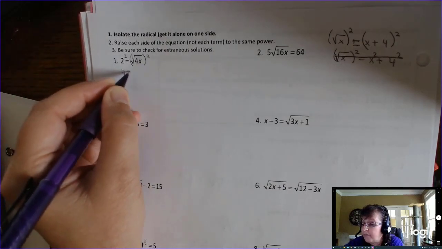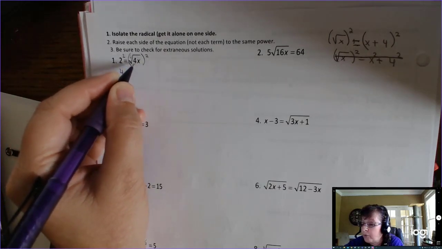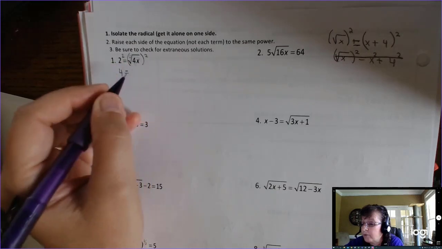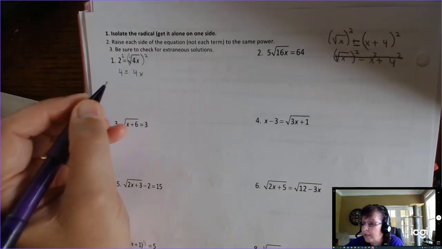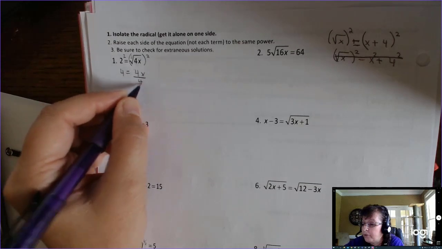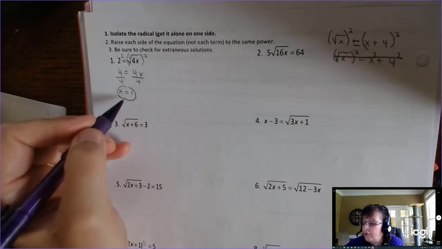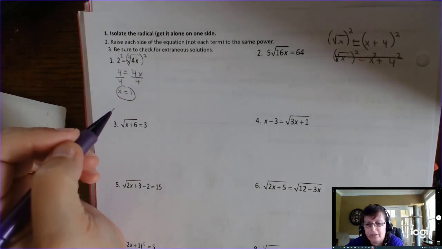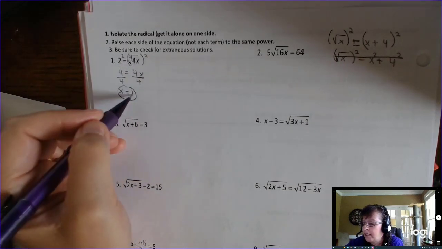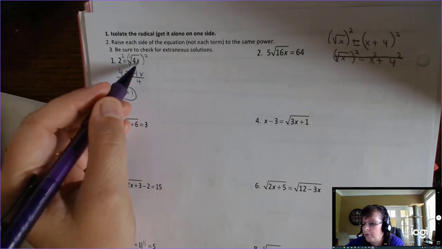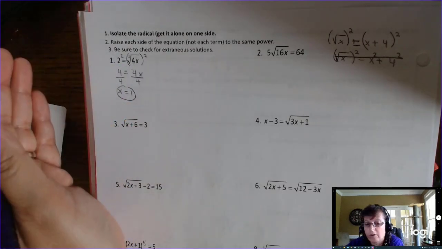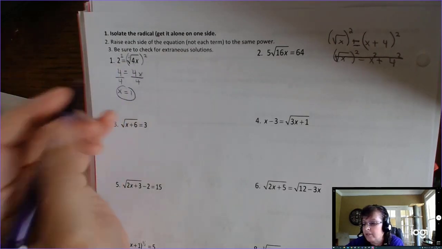That's going to give me 4 equals the square root of 4x squared. The square root and the square cancel and you get 4x. So now all I have to do is divide by 4 and I get x is 1. And then you don't have to necessarily check for accuracy, but you want to check to make sure that you don't get an extraneous solution. So if we put a 1 in there, 4 times 1 is 4, and the square root of 4 is 2.